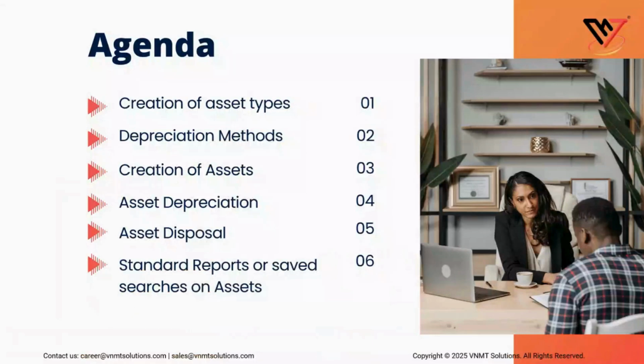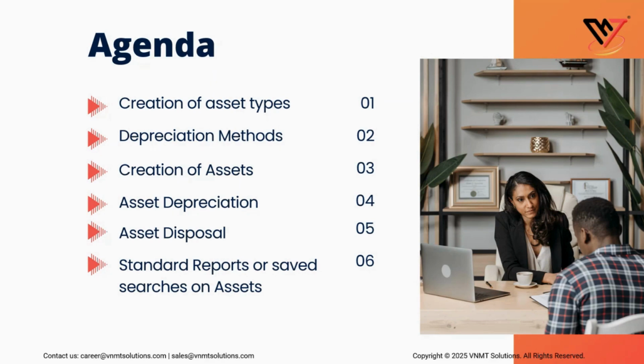So today's agenda for fixed asset management would be creation of asset types, depreciation methods, and creation of assets. Creation of assets can be manual creation or creation of assets through transactions. It can be a purchase order, bills, and journal entries. And then we would be seeing asset depreciation, asset disposal, and a few of the standard reports and saved searches on assets by NetSuite.